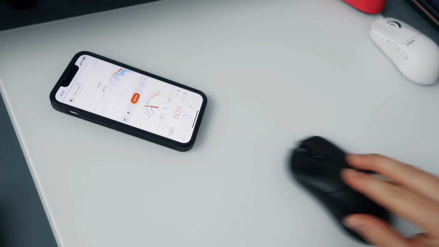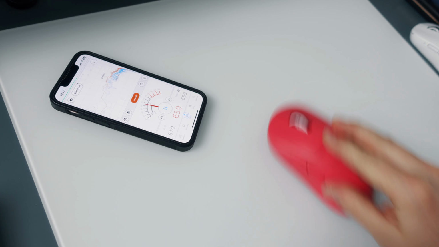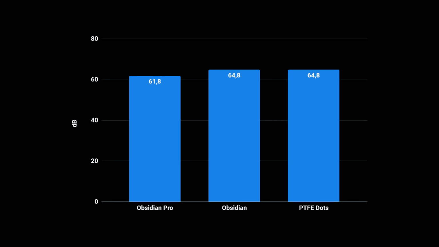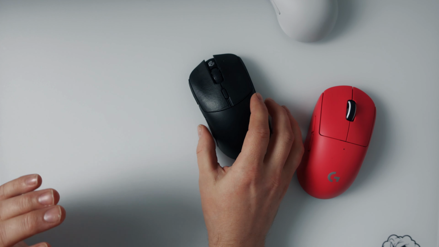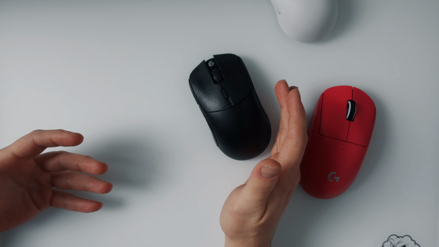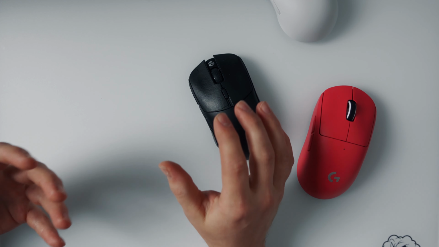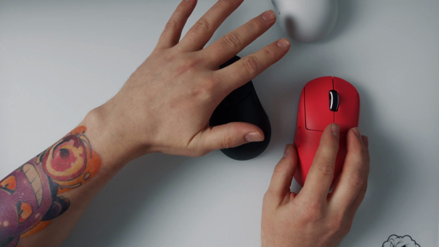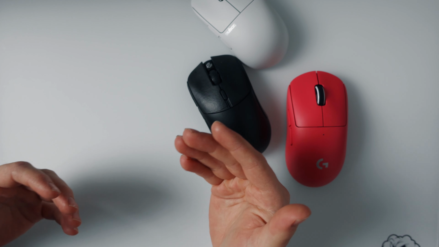But what about the sound? Well, I measured that as well with the decibel meter app on my phone, and while it might not be the most accurate measurement, we got some results as well. The Obsidian Pros average around 61.8 decibels, and both the Obsidian and standard PTFE Dots were 64.8 decibels. So the difference is 3 decibels, which is by many sources the smallest difference an untrained ear can hear. So the Obsidian Pros are definitely quieter than these other two skates and produce not as high-pitched sound, so the sound is also less irritating in my opinion.